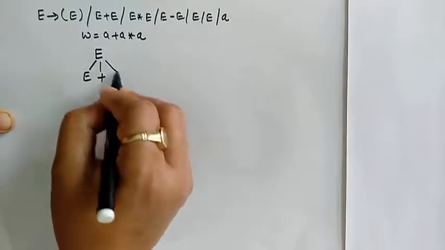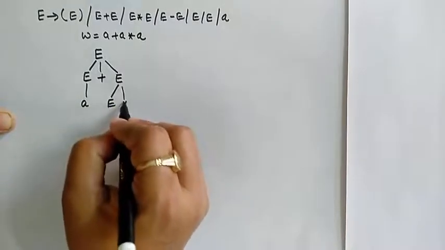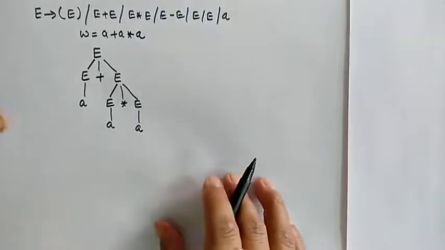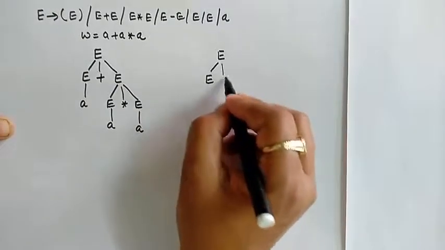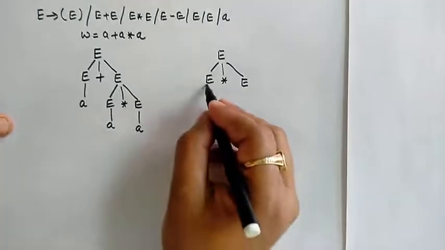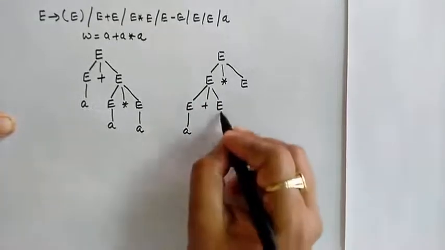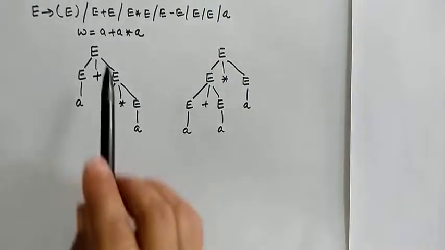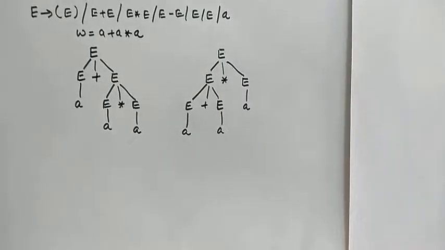E to E plus E, then this E can be replaced by E asterisk E, like this. And there could be another derivation tree like this: E to E asterisk E, and with this I can derive E plus E, then A from each E. So you see here, for the single string there are two derivations possible. This is why this grammar is an ambiguous one.